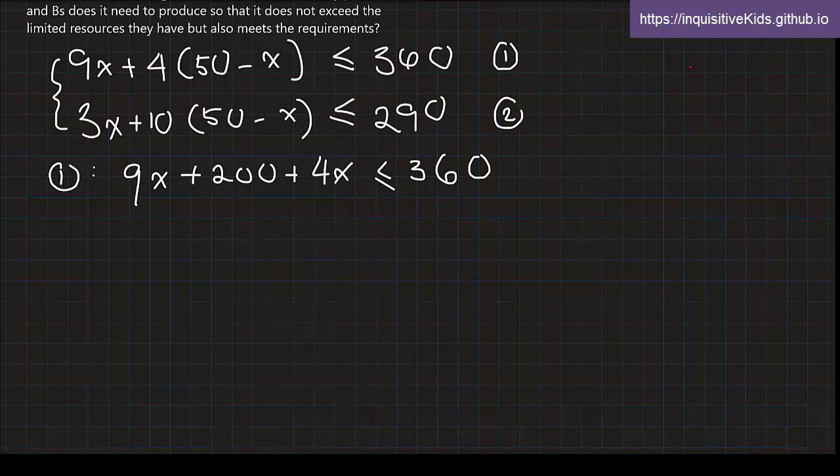Let's combine like terms. Here, this is supposed to be minus. So 9x minus 4x, we have 5x. And we can subtract 200 on both sides, which is 160.